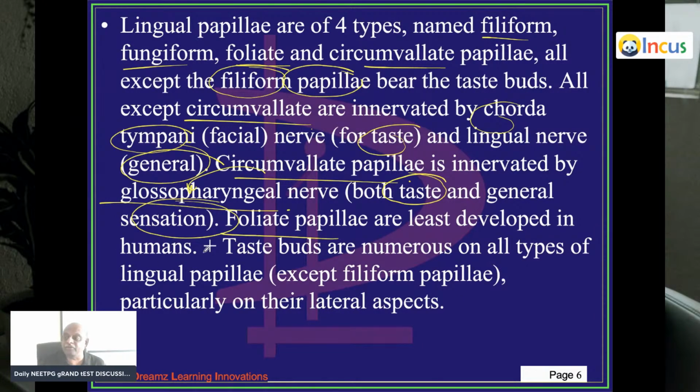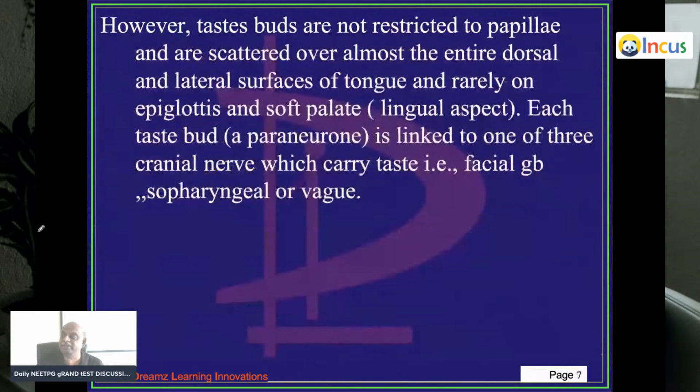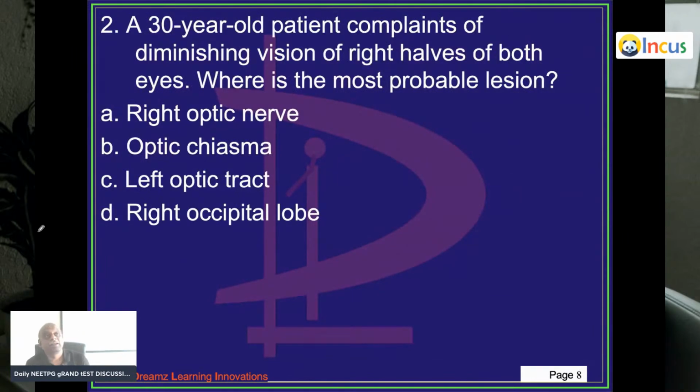Foliate papillae are the ones which are least developed in humans. And taste buds are numerous in all types of papillae except filiform papillae, along the lateral aspects, is what you have to basically remember. A little bit of the taste of the examiner you need to be sure about.